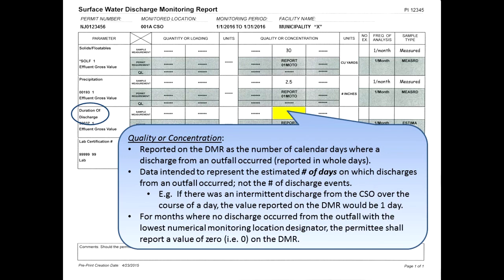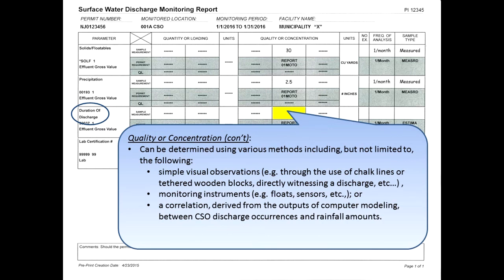If a discharge from an outfall did not occur during a monitoring period, and submission of the DMR for that monitoring period is necessary, as is the case with the first CSO outfall, the permittee shall report 0 in this field. Reported duration of discharge values on the DMR can be determined using several methods.